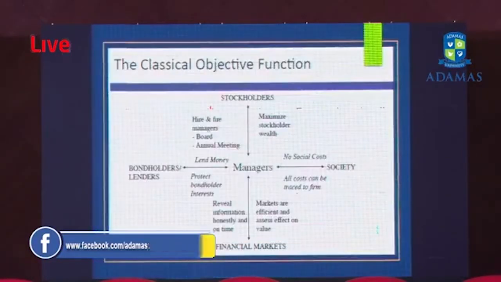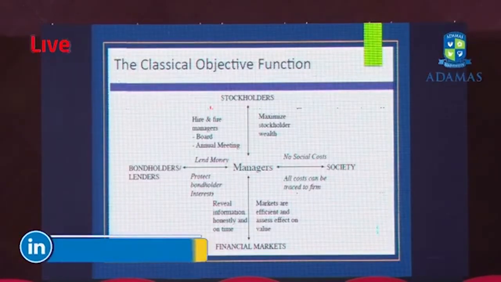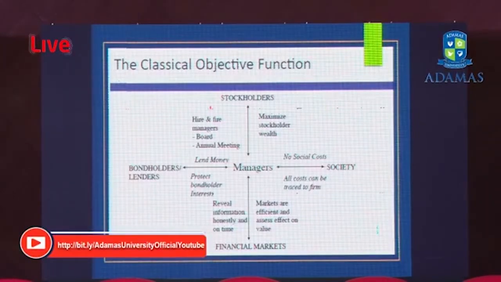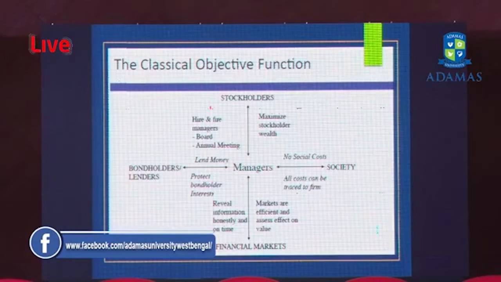First, let's briefly get an idea about corporate governance. This is a classic objective function, which you might have seen. The objective of a firm, or a financial manager, is shareholder wealth maximization, right? In a perfect world with perfect information, this is how it works. Managers are answerable to society, the bondholders, the stockholders, and the financial markets. They reveal information from time to time, they don't hide information, and they try to maximize shareholder wealth, working on behalf of shareholders.